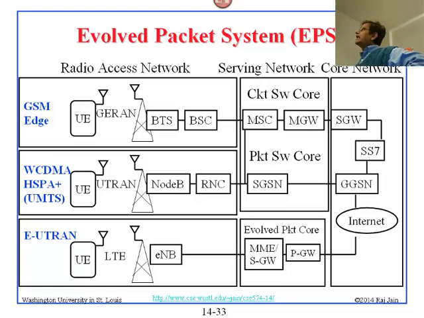All right? And so this is the circuit switch core, this is the packet switch core, now this is a packet core. There is no circuit, there is no anything else, right? So evolved packet core, and here we have service gateway, multimedia entity, and then we have packet gateway. This packet gateway clearly speaks IP.